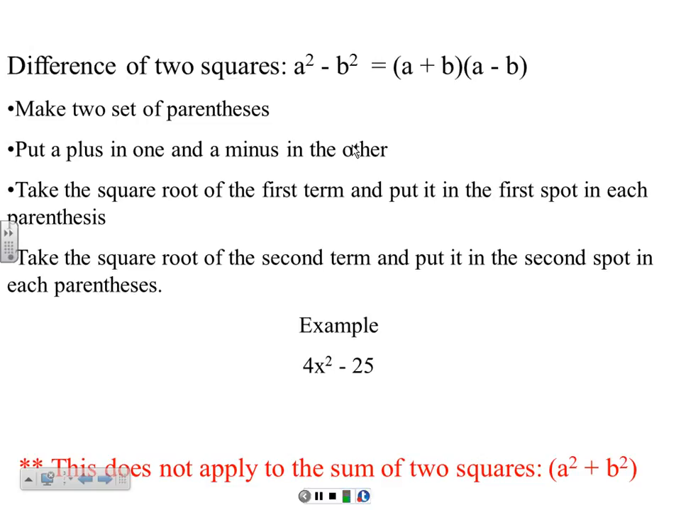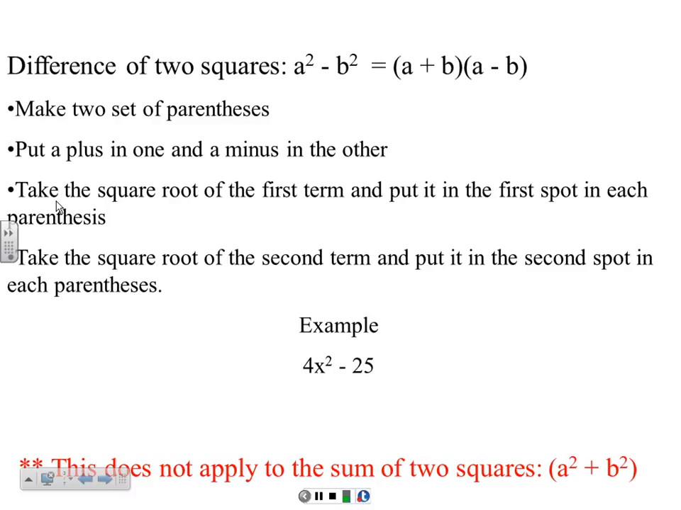So you have to have the difference, a subtraction sign, and when we say the difference of two squares, you have to be able to take the square root of the first term and the square root of the second term. And we'll talk about square roots in just a second. So when you see this pattern, immediately the first thing you're going to do is make 2 sets of parentheses. Just open up 2 sets of parentheses. And then you're going to put a plus in one and a minus in the other, and it does not matter which is which.